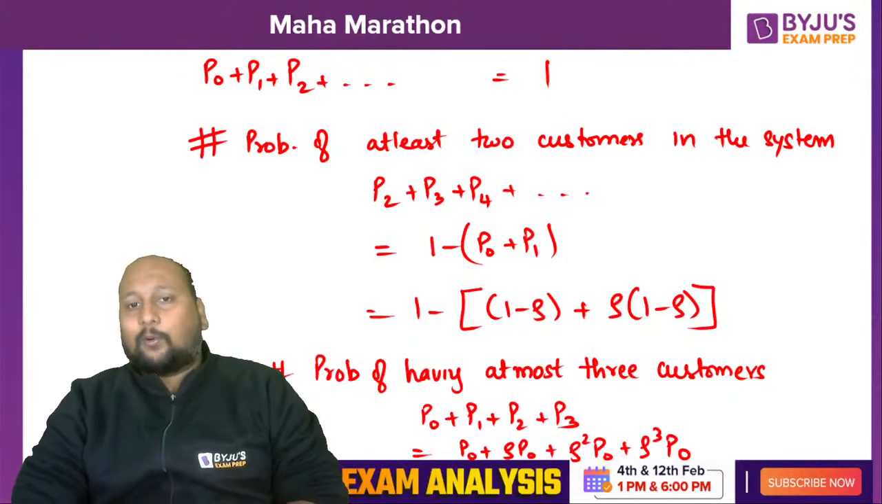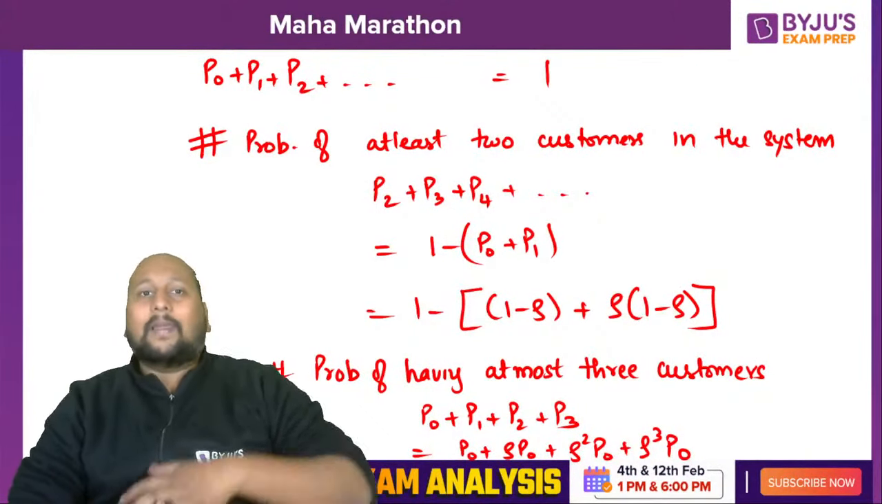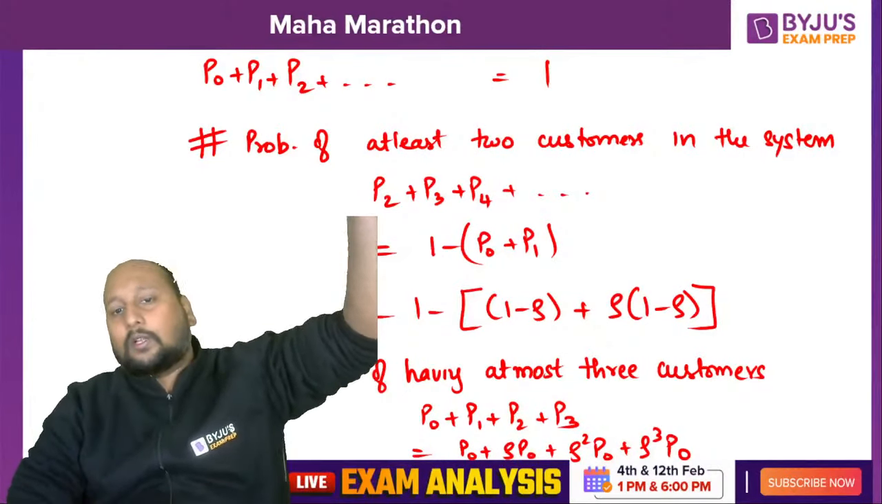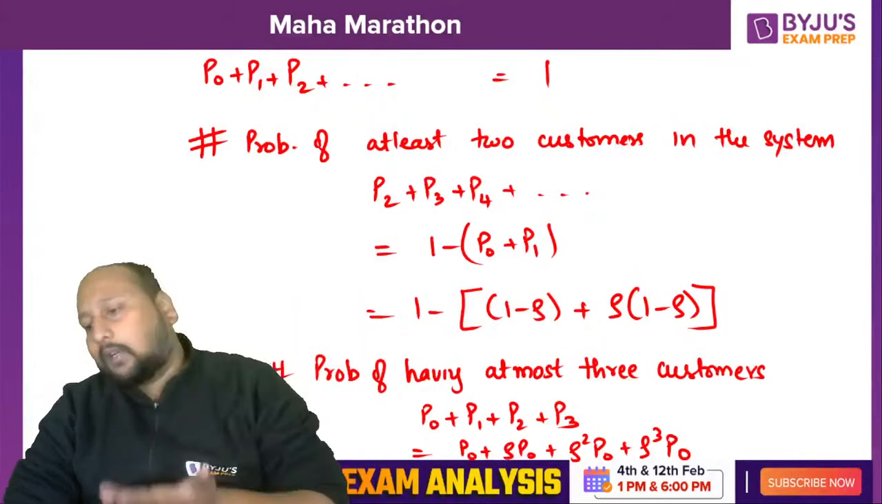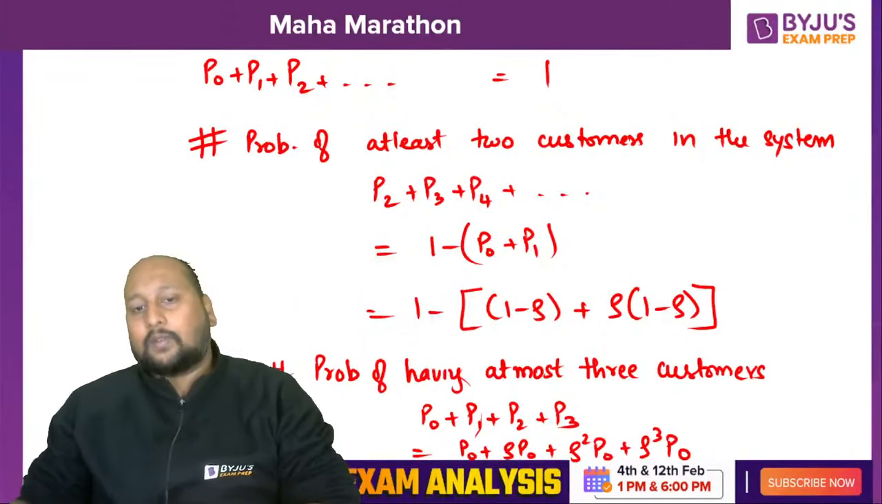So if I say at most 3 customers, it means I should be having max to max 3 customers, not more than that. So 0 customer is also applicable, 1 also, 2 also, 3 also. That means we have to take the summation of this. That's it.